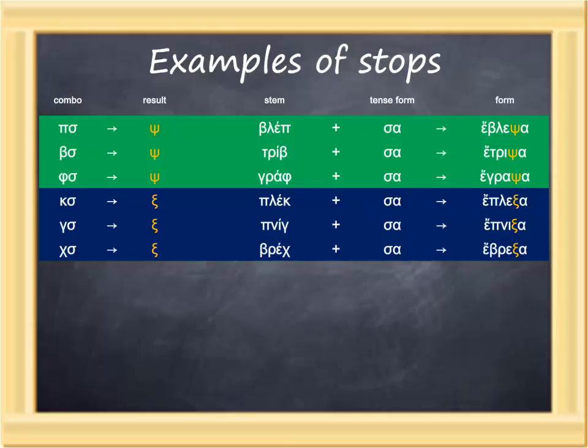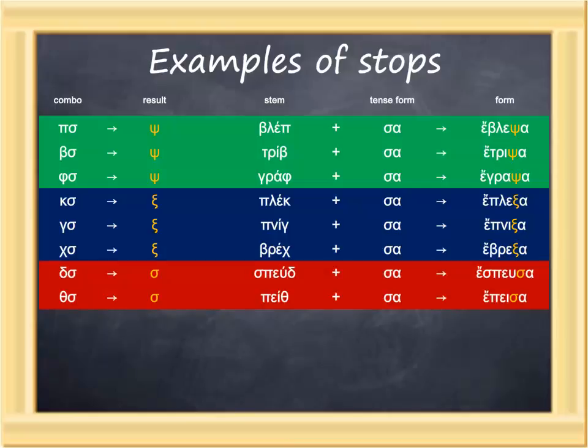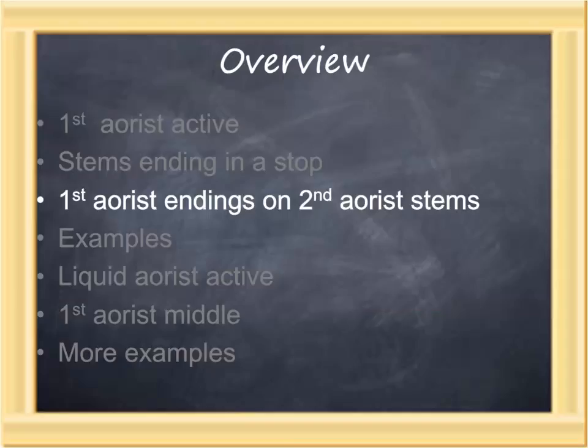Brek plus sigma alpha, ebrexa. And with the deltas, the delta disappears. So, for example, spewed plus sigma alpha becomes epusa, and paith plus sigma alpha becomes epesa. And of course, to keep you on your toes, once in a while, these first aorist endings show up on second aorist stems.